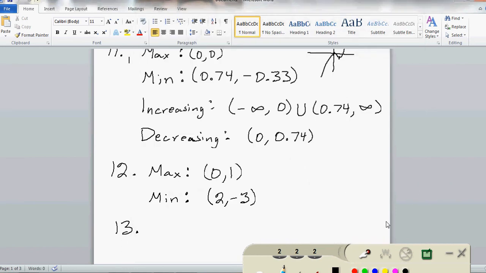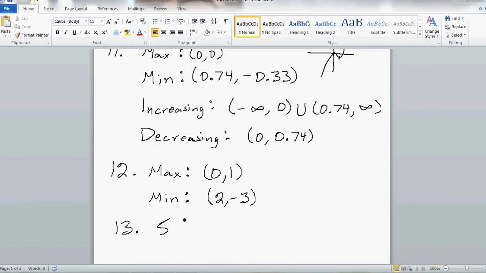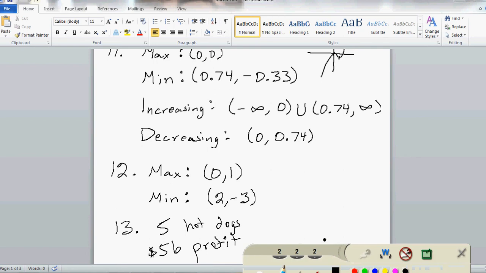What does it mean? It means we can sell 5 hot dogs and get $56 profit. This is very, very expensive hot dogs. 5 hot dogs we sell and still make $56 profit. I do apologize for the ludicrousness of this particular problem, but that's where we're at. Sorry.